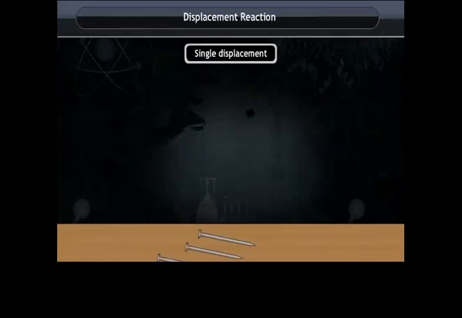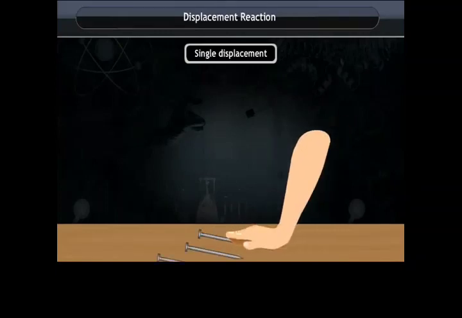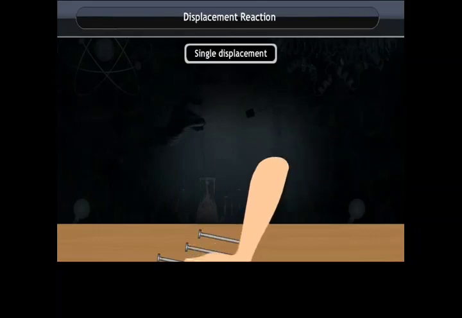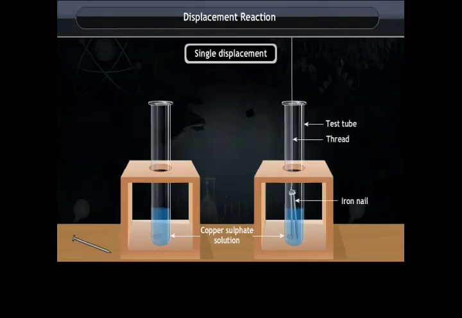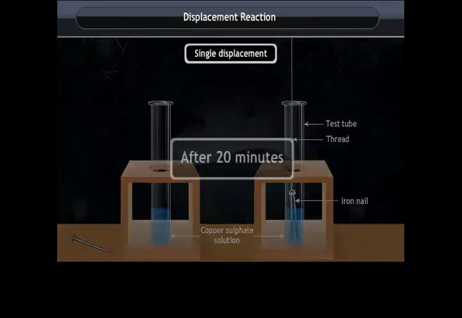Take 3 iron nails and clean them by rubbing with sandpaper. Take 2 test tubes marked as A and B. In each test tube, take about 10 ml of copper sulfate solution. Tie 2 iron nails with a thread and immerse them carefully in the copper sulfate solution in test tube B for about 20 minutes.